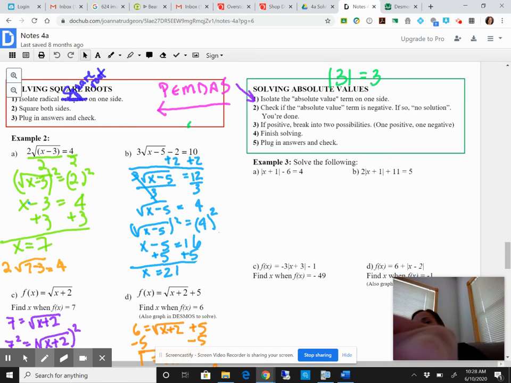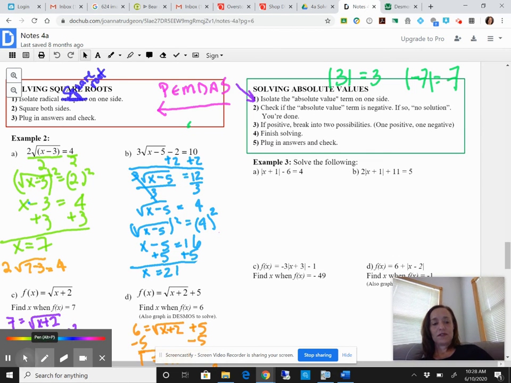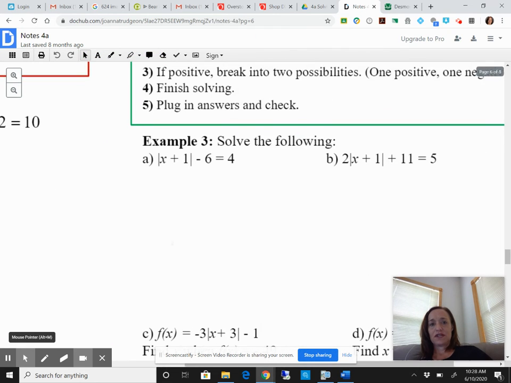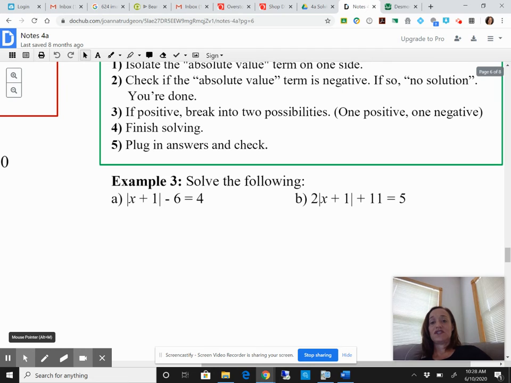But if I have the absolute value of -7, well, you take the positive of that and it equals 7. So that's what an absolute value does. So in this problem here, and I am going to zoom up a little bit, we were talking about the steps. So we're going to check to see if it's negative. If it is negative, then we'll say there's no solution. And we'll talk about this as we do the problems.